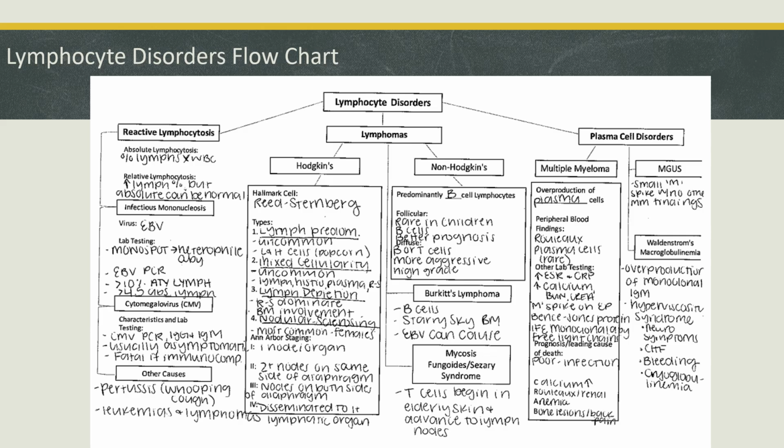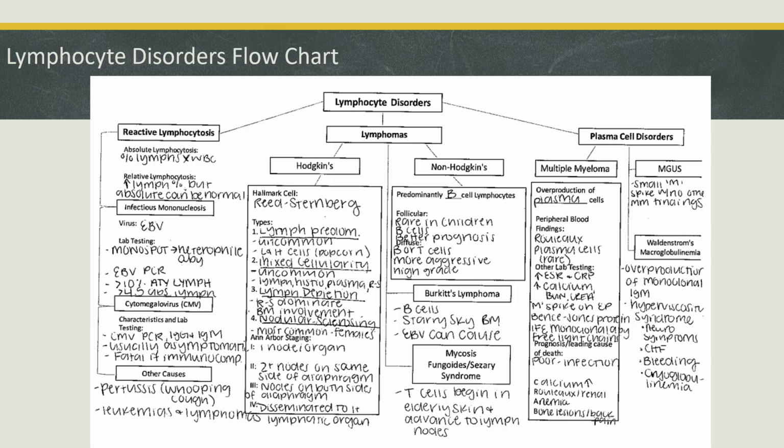And if you were to see a reactive lymphocytosis and you were not able to get to the answer utilizing these other tests, you might go in and do a bone marrow biopsy, some flow cytometry to see what the cause of this lymphocytosis is.